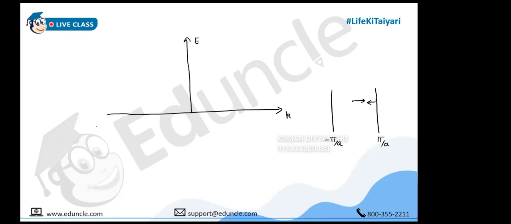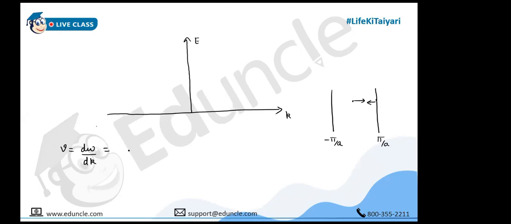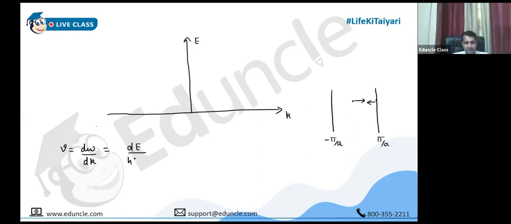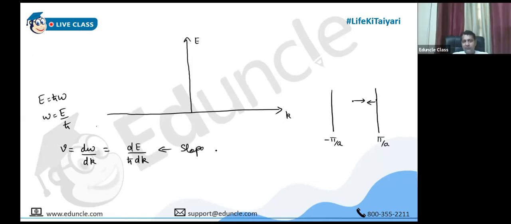Yes, sir. And how to access the velocity of the electron from this E-K curve? Can anyone tell me? Velocity is d omega by dk, always. Yes, sir. And what is omega? E by h cross. E is equal to h cross omega. So omega is E by h cross. It means it is the slope of the E-K curve. The slope of the E-K curve will give us the velocity. It means the slope of this E-K curve should be 0 at the end of the Brillouin zone, because we have just discussed that at the edge of the Brillouin zone, the velocity of the electron is going to be 0. Please check, everyone.